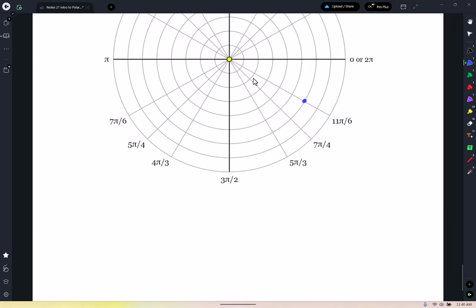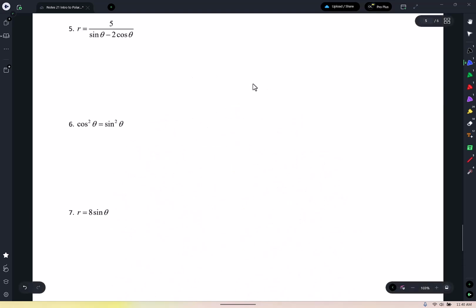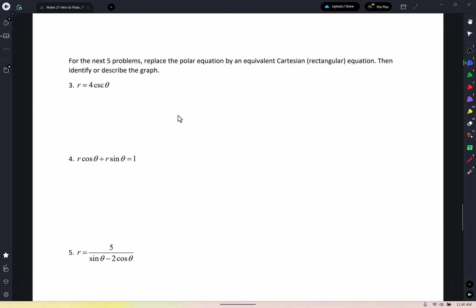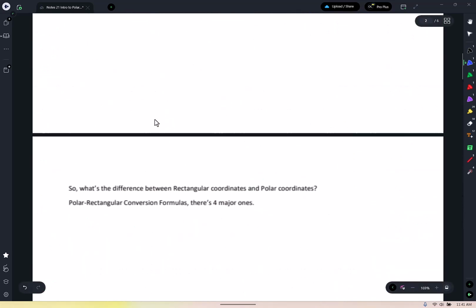Okay. All right, guys, we're done. It's just plotting. You're not going to be doing what this is, where you're finding equations of Cartesians, just yet. And that's it. Hopefully, we learned a lot today, guys.